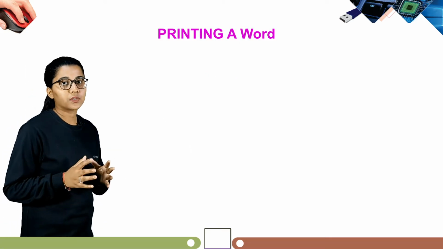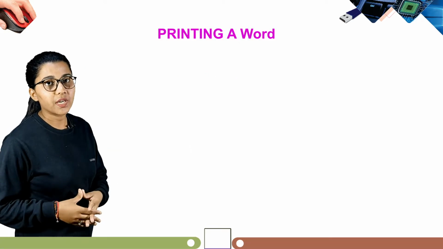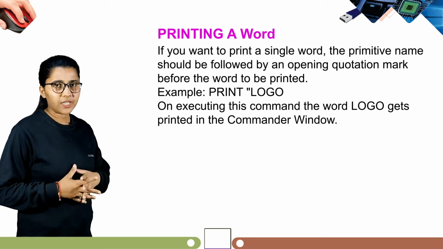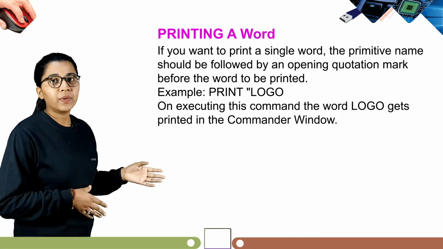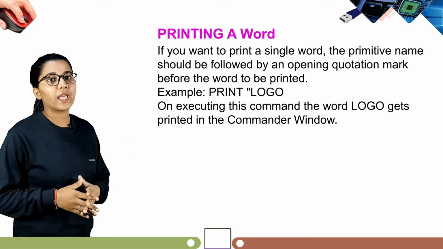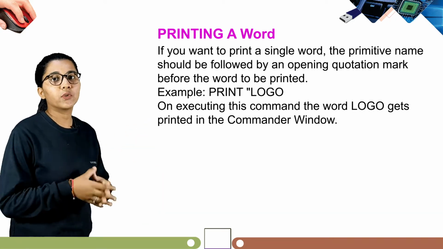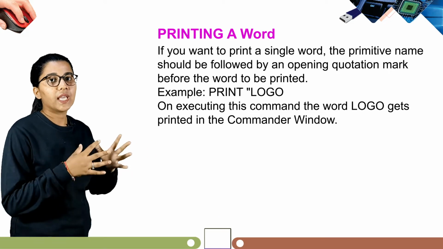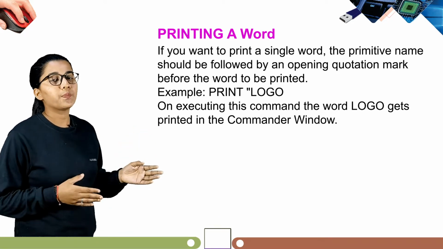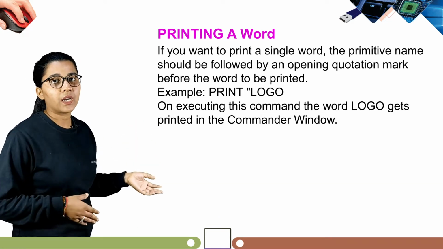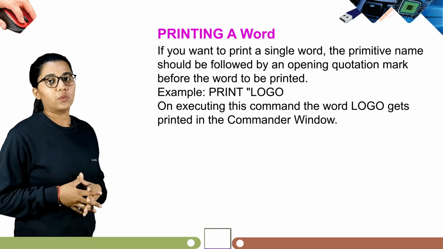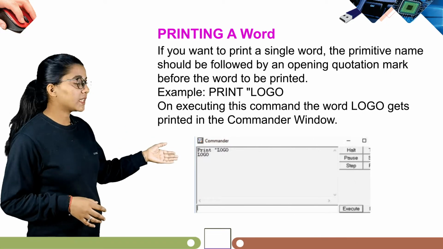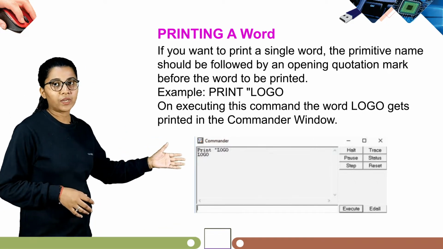Printing a word. So students, how will you print a word? Let's learn about it in detail. If you want to print a single word, the primitive name should be followed by an opening quotation mark before the word to be printed. Example: print "logo. On executing this command, the word logo gets printed in the commander window. Now students, here you can see the interface of the commander window.